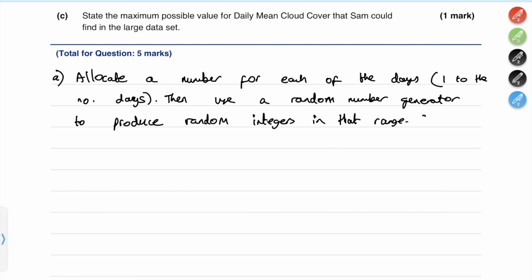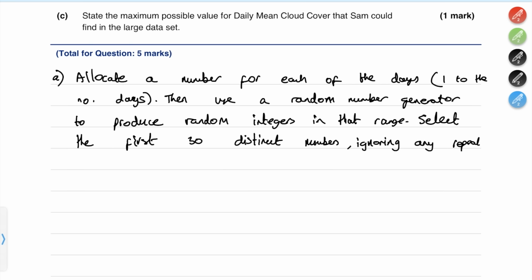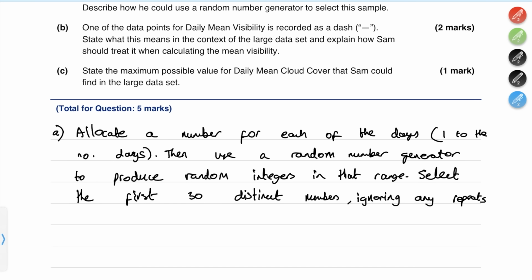Then this part is quite important. You'd obviously have to say select the first 30 values, but you actually have to say select the first 30 distinct values, because it's important that there aren't any repeats. Select the first 30 distinct numbers, ignoring any repeats. I did repeat myself with saying distinct and ignoring any repeats, but I'm doing that just in case. So allocate a number for each of the days from one to the number of days, for example, and then you use a random number generator and go until you pick all of your 30. So that's part A done.